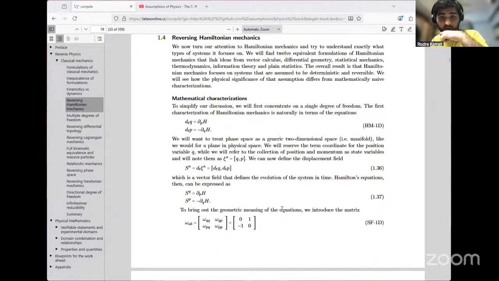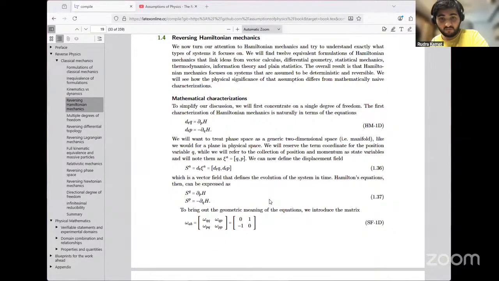We will want to treat phase space as a generic two-dimensional space, i.e. manifold, like we would for a plane in physical space. We will reserve the term coordinate for the position variable q, while we will refer to the collection of position and momentum as state variables. And we will note them as psi a equals q comma p.